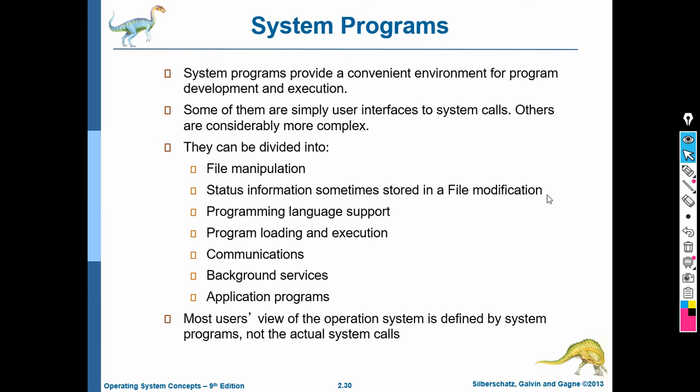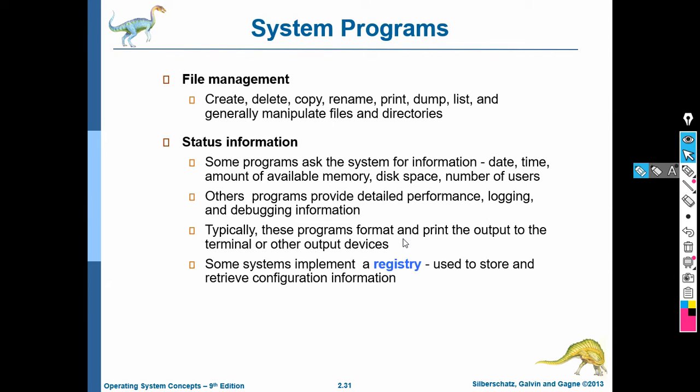System programs provide a convenient environment for program development and execution. Some of them are simply user interfaces to system calls, others are considerably more complex. They can be divided into file manipulation, status information sometimes stored in a file, modification, programming language support, program loading and execution, communication, background services, and application programs. Most users' view of the operating system is defined by the system programs, not the actual system calls.